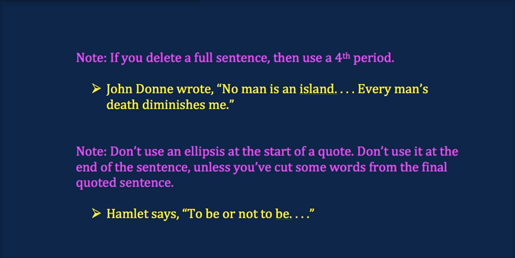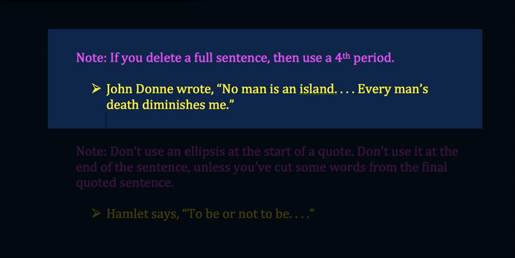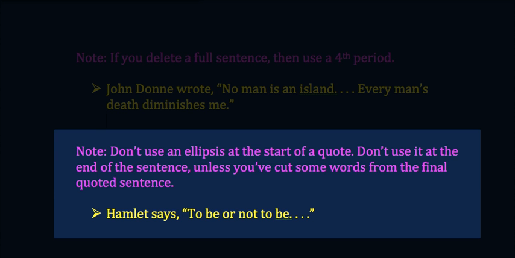Now, two refinements to ellipsis. The first one: if you delete a full sentence, then use a fourth dot, but that's the period, the end of the sentence. Like, John Donne wrote, "No man is an island." Okay, there's a lot more in there. Many sentences taken out. "Every man's death diminishes me." Okay, you got it? And don't use an ellipsis at the start of a quote.